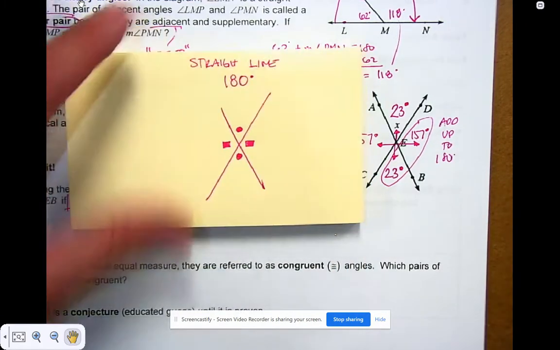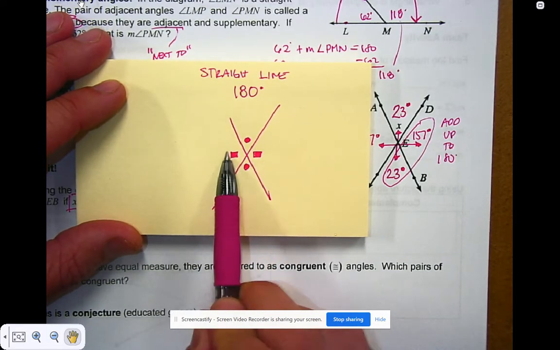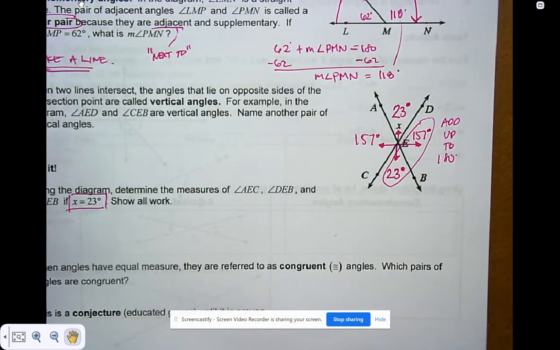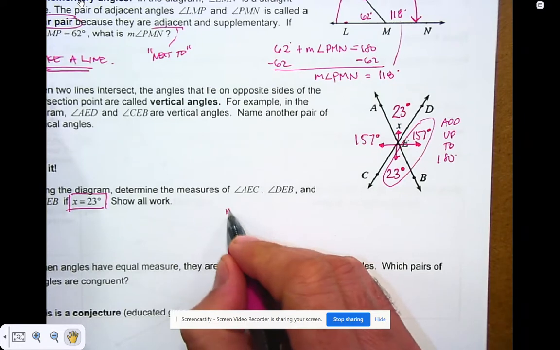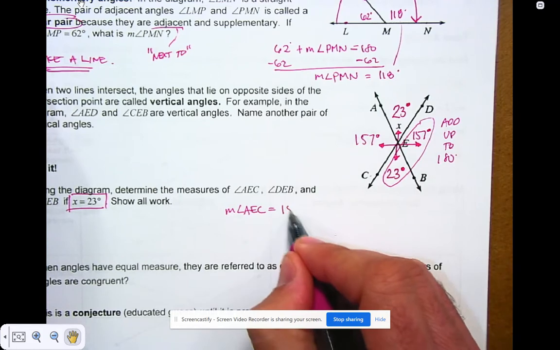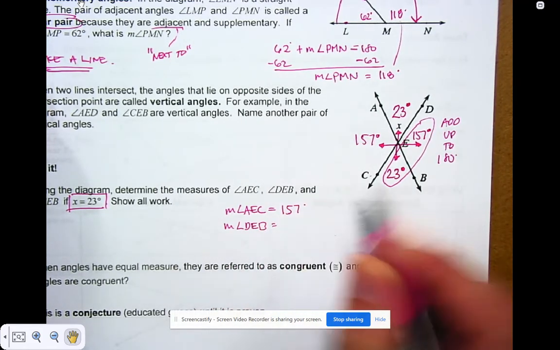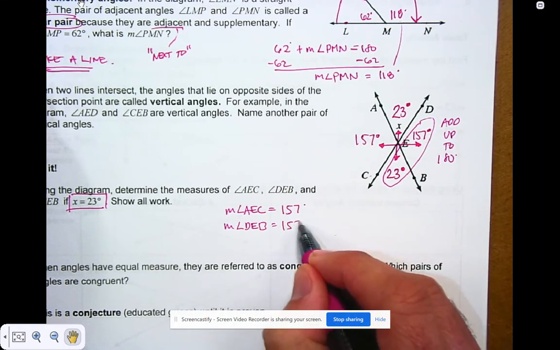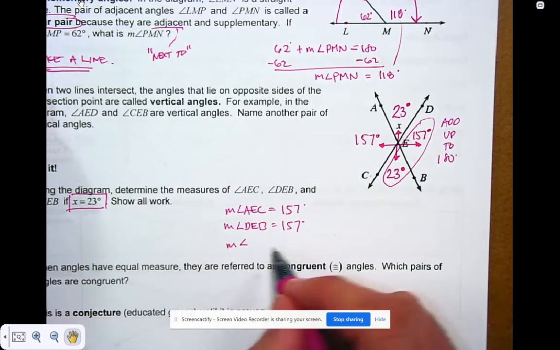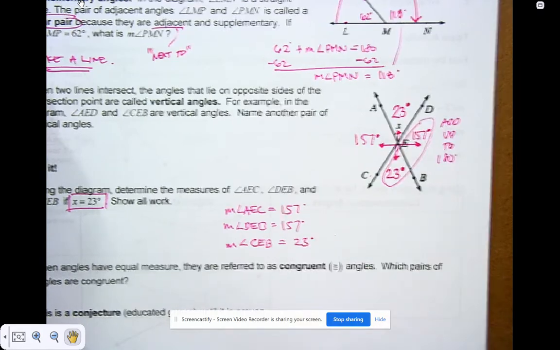How did I know that? Because vertical angles are the same. We had this guy, so we know this guy. We started with 23 here. That's a circle, that's a circle. 23, 23. Okay, so you could answer all these. You could say the measure of angle AEC, we just found it, AEC was 157. The measure of angle DEB was also 157. And the measure of angle CEB was 23.